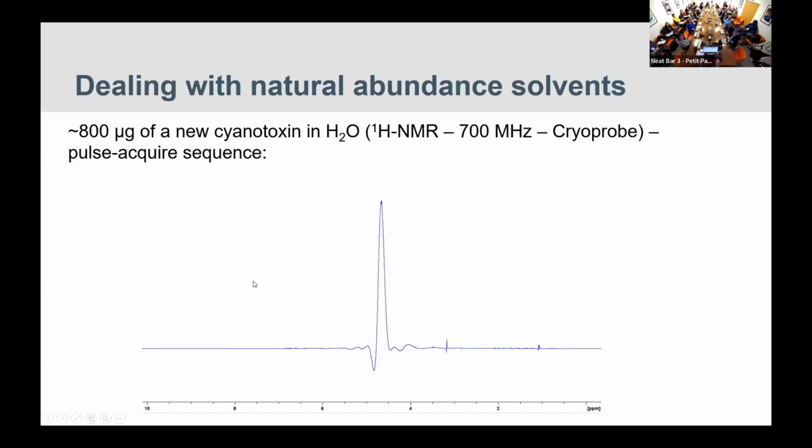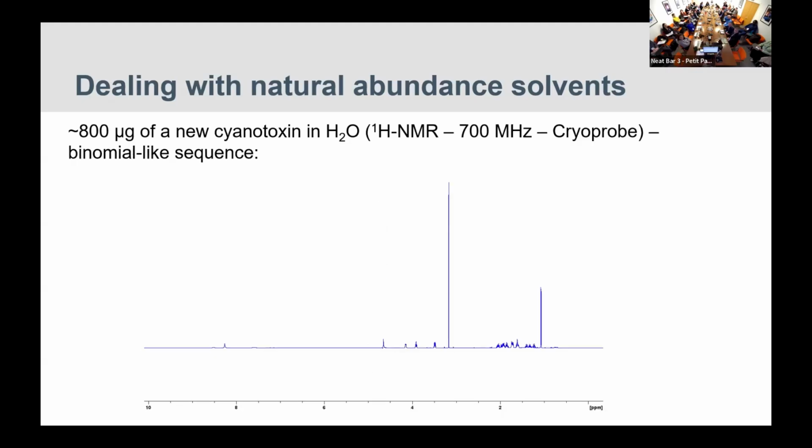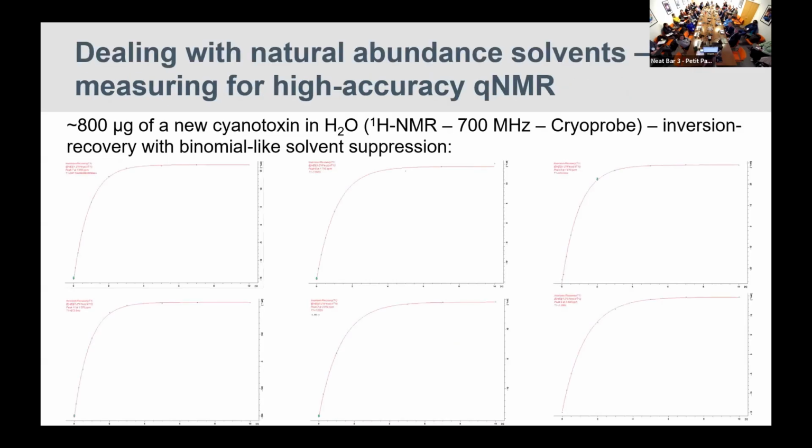All you can see here is lots of water, lots of radiation damping, and nothing very useful in this spectrum here. But then if you use the binomial-like sequence, that's what you get in exactly the same tube here. So you can see a full perfect spectrum for those 800 micrograms of toxin.